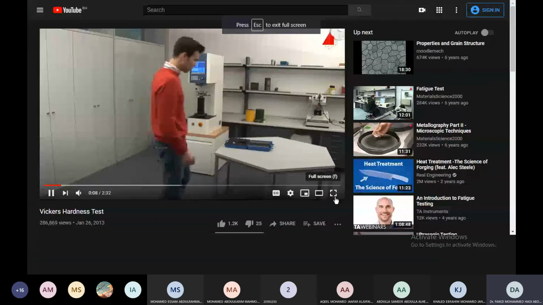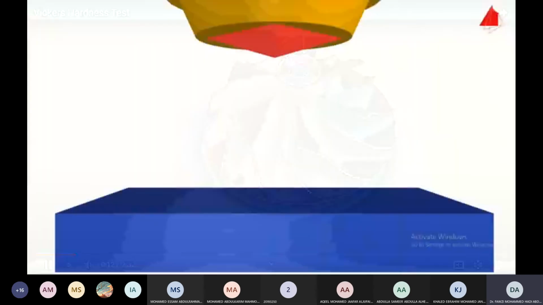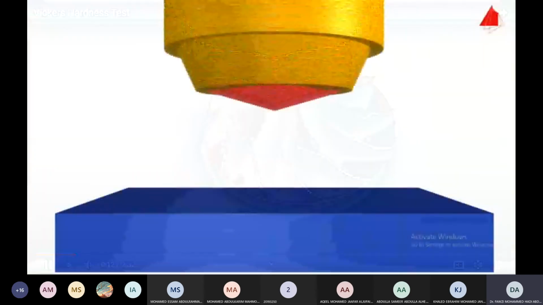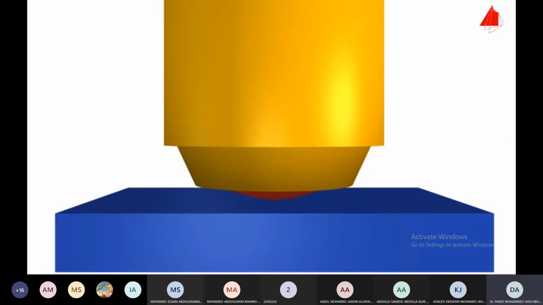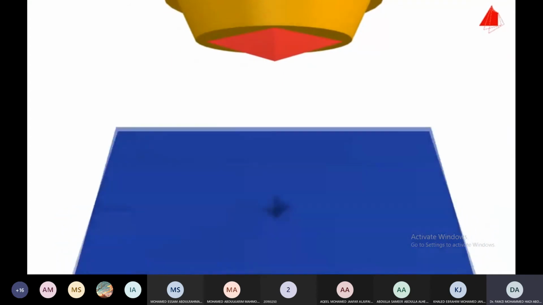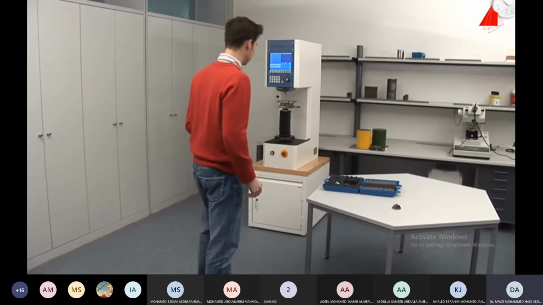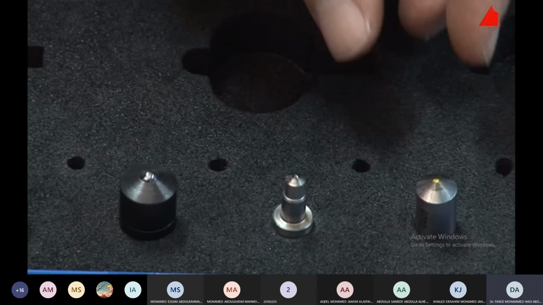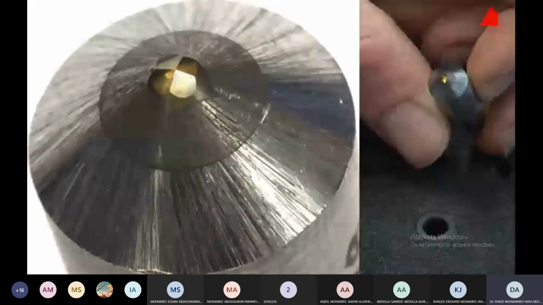Hardness of a compressor wheel for a turbocharger is to be measured using the Vickers method. The main principle of this hardness testing method is to press a pyramid-shaped diamond indenter with an exactly defined force onto the test piece, and then to evaluate the surface area of the indentation. First, the tester has to prepare his testing machine. He takes the Vickers indenter with the four-sided pyramid and inserts it into the mounting device of the testing machine.